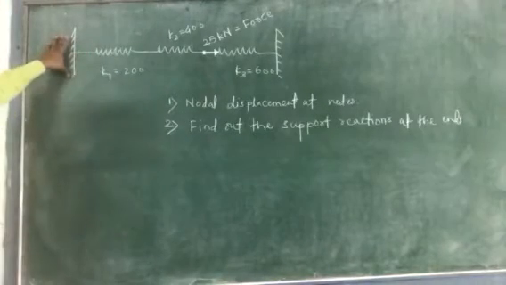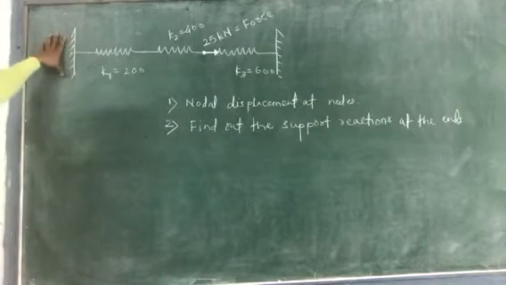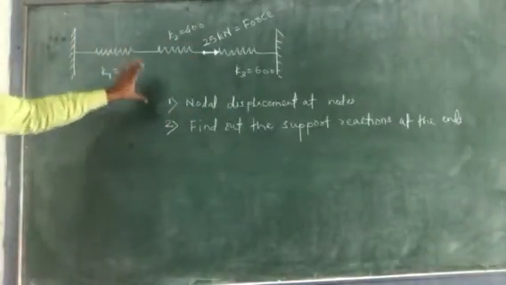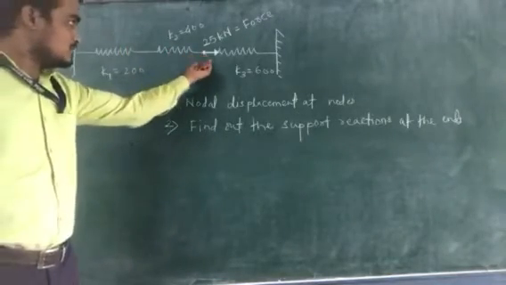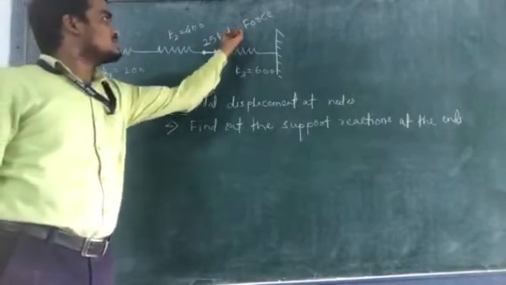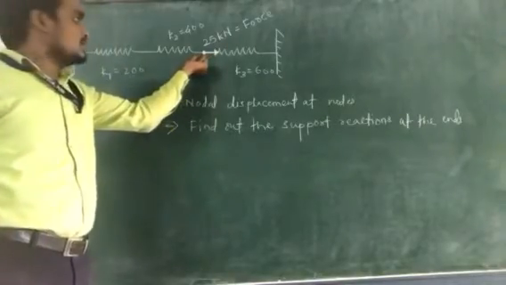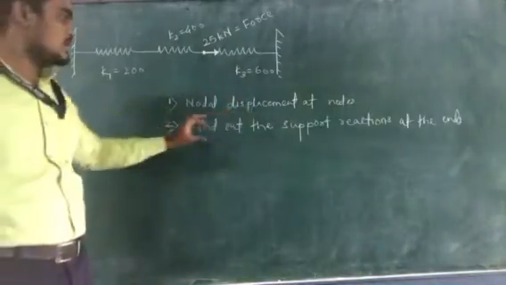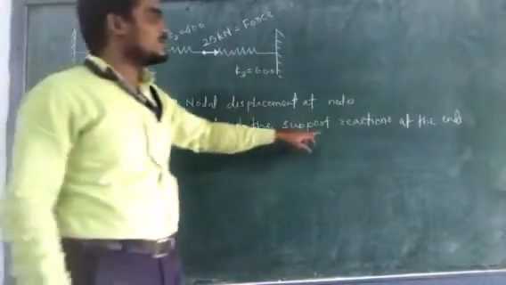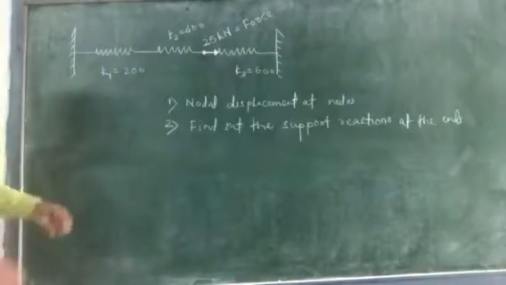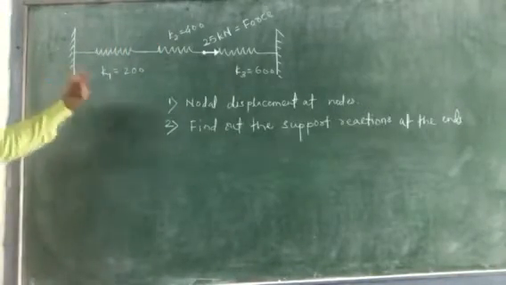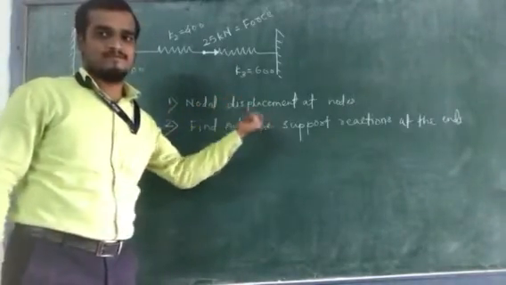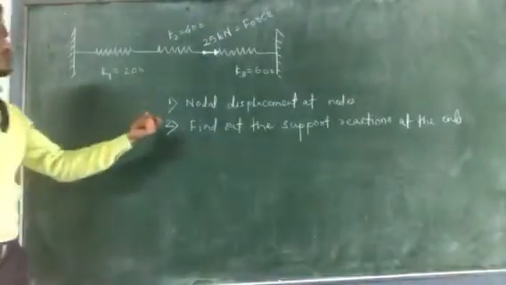So this is the example of your spring system, and here the values of K1, K2 and K3 are given. Also in this diagram it is shown that the 25 kN force is acting at this node, and they ask us to find the nodal displacements at the nodes as well as the support reactions at the ends. So this is the example. First question is how to proceed to get the values of the nodal displacements.